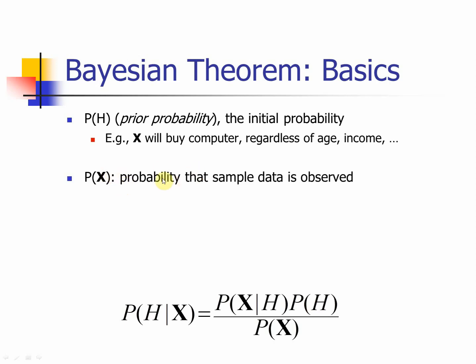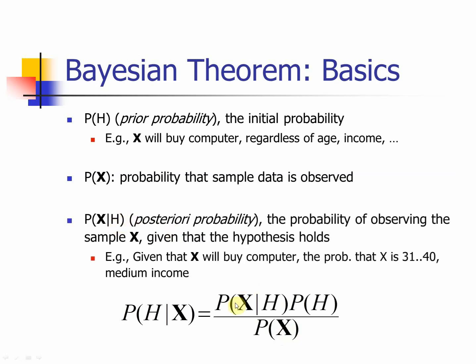P of X indicates the probability that the sample data is observed. So basically, it comes in here. What is the probability that the sample data is being observed? In our naive Bayes theory, two slides later, you will see that this is actually not important, because we are comparing the probability of buying a computer versus the probability of not buying a computer. They are all divided by the same P of X, and therefore P of X is not important in this naive Bayes theory.